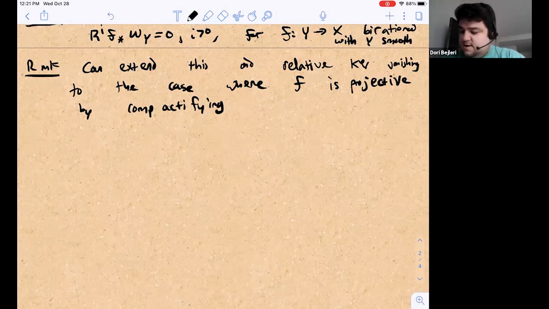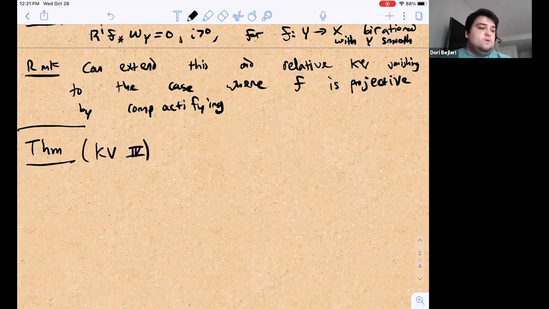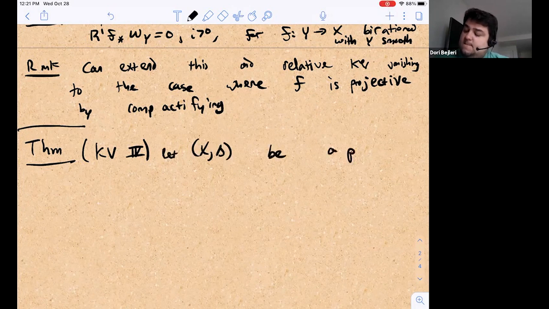Okay, so now we're finally ready to prove the KLT version of Kawamata-Viehweg vanishing. So I guess just continuing the proof, but maybe I should restate it from last time. So this is what I called KV4. Let (X, delta) be a projective KLT pair.